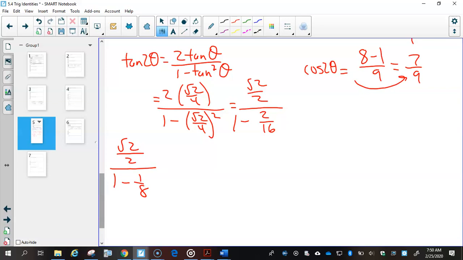I need to get common denominators, combine these fractions, and then eventually I have fractions within fractions. So multiply by the reciprocal of the denominator.